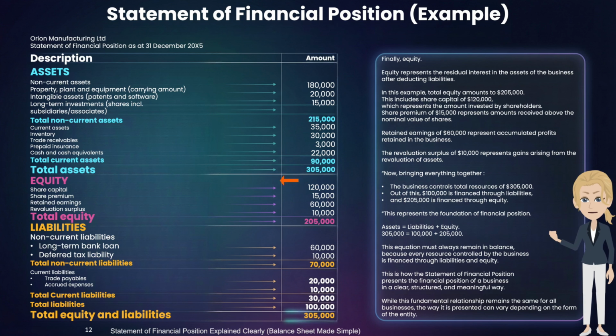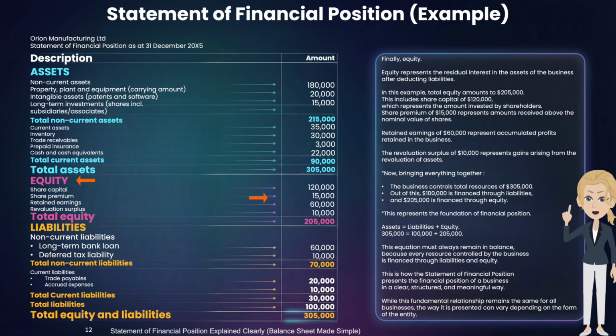Finally, equity. Equity represents the residual interest in the assets of the business, after deducting liabilities. In this example, total equity amounts to $205,000. This includes share capital of $120,000, which represents the amount invested by shareholders.